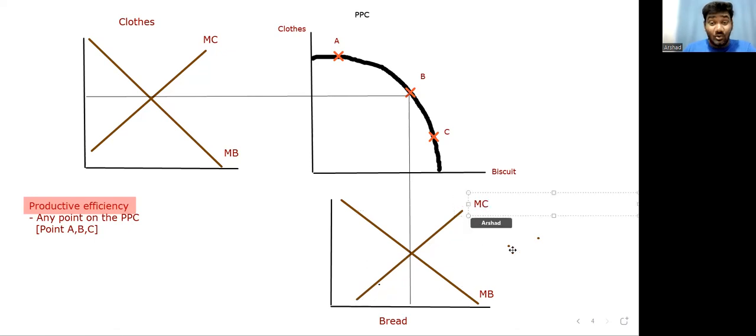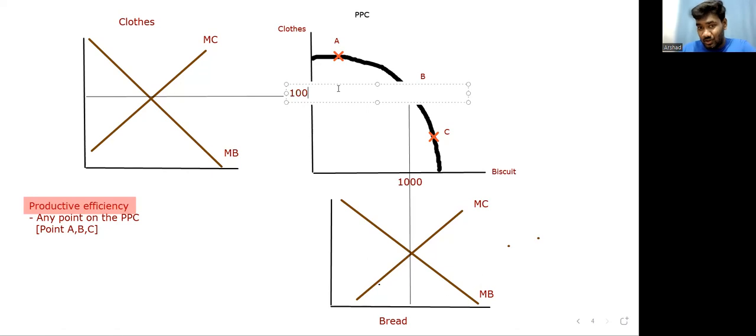Now look at this. According to bread, you have the marginal cost of producing bread and the marginal benefit of consuming bread. Based on that, the quantity you have to produce is where marginal cost equals marginal benefit. If you connect it to the PPC, let's say the quantity is 1000 units of bread, and for clothes, where MB equals MC, it's 100 units of clothes. So any point on the PPC will represent productive efficiency.